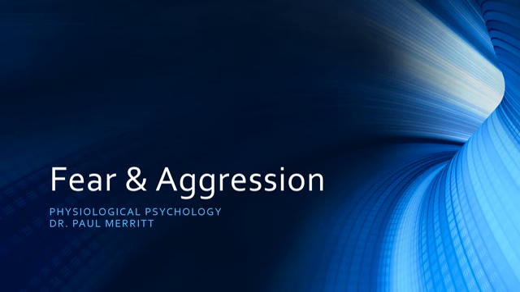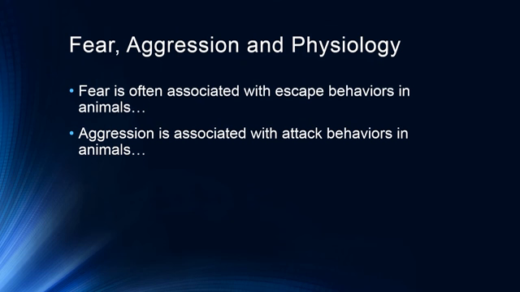Oftentimes, fear and aggression are associated with escape behaviors in animals, which would be fear, and aggression is associated with attack behaviors in animals. So oftentimes in the literature or in text, you'll see people talk about escape and attack behaviors. We're going to talk about them from fear and aggression because that's the human part of this equation. So we'll start by talking about aggression, and aggression we will break down into a few subtopics.